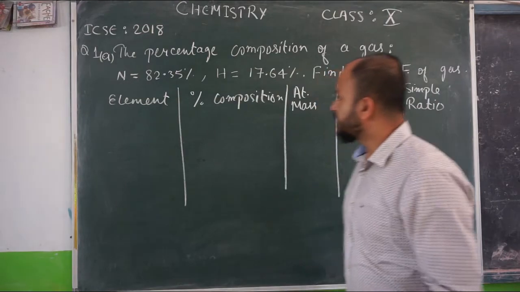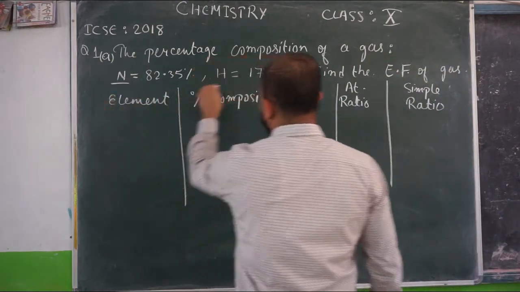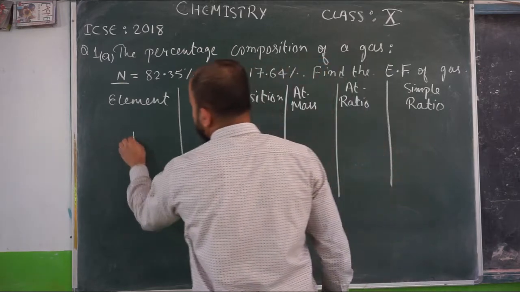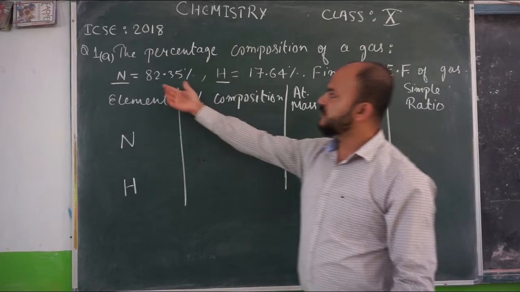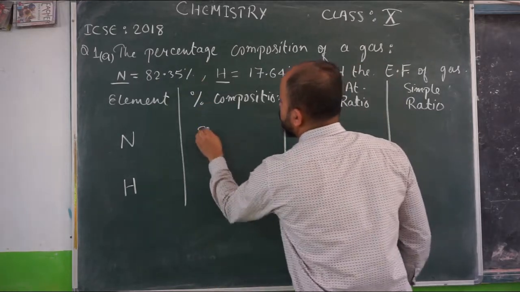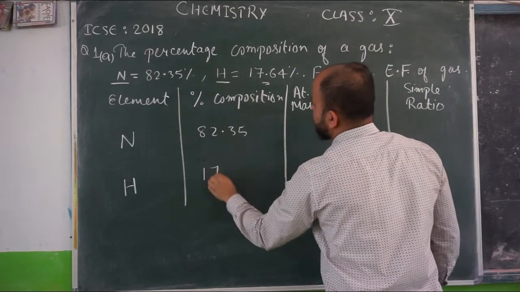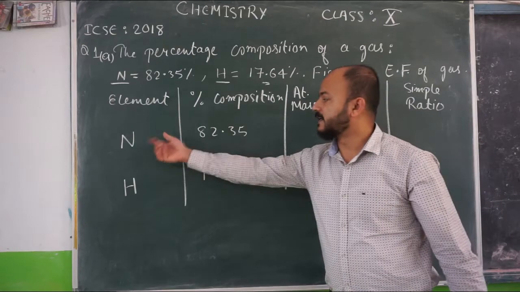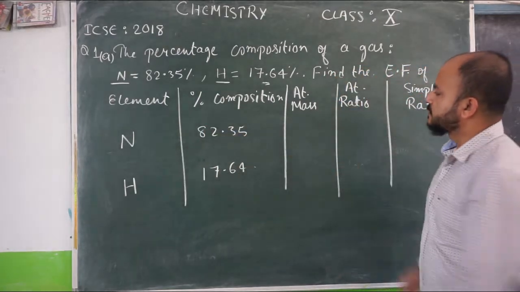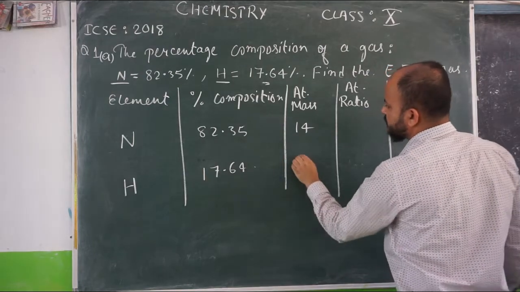The elements given in this question are nitrogen and hydrogen. The percentage composition of these elements is given: 82.35% for nitrogen, and for hydrogen it is 17.64%. The atomic mass of nitrogen is 14, which will be given in the question, and for hydrogen it is 1.